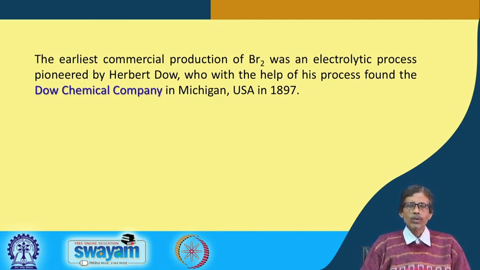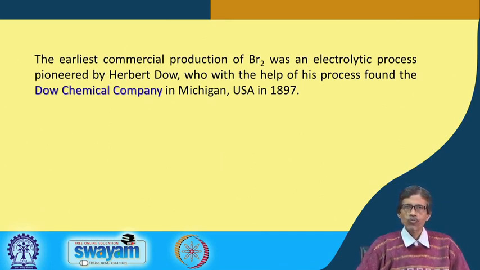So, it is that person Herbert Dow, because we know the Dow Chemical Company, and from the Bhopal disaster also, the Dow Chemicals were responsible for that, we all know. But who was that person? It is Herbert Dow, who with the help of his process founded the Dow Chemical Company in Michigan, US, where he first introduced the electrolytic process, which was useful for making Br2.